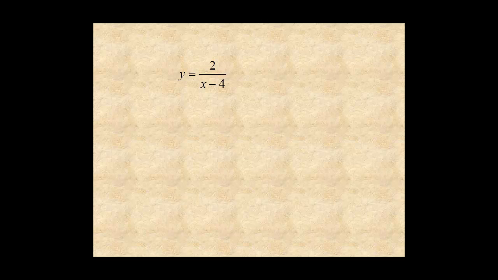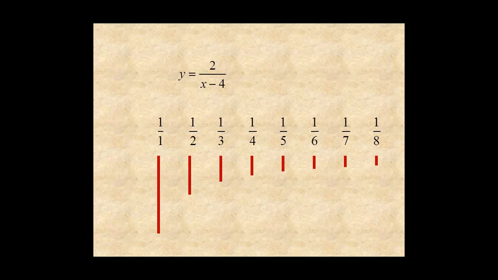The second concept has to do with fractions. It's important that you remember, as you make the denominator of a fraction larger, the value of the fraction gets smaller. For example, here is a list of the fractions from 1 over 1 to 1 over 8. You can see as the denominator gets bigger, the fraction gets smaller.